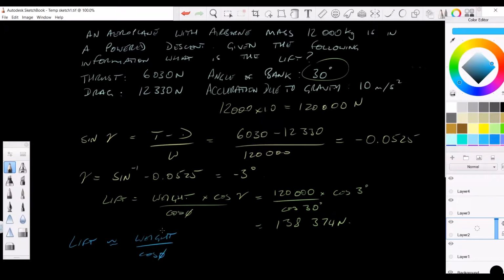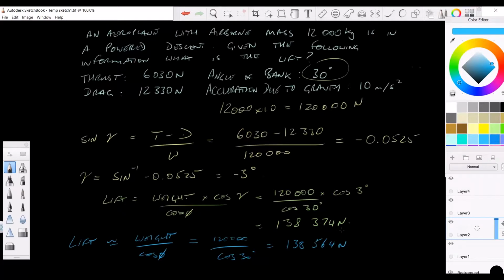We're now saying that the descent itself isn't making much difference to the lift, so we're only accounting for the bank. So in this case, we've got 120,000, which is our weight, 120,000 divided by cos 30 degrees. Cos 30. Okay, and the answer to that is 138,564 newtons.